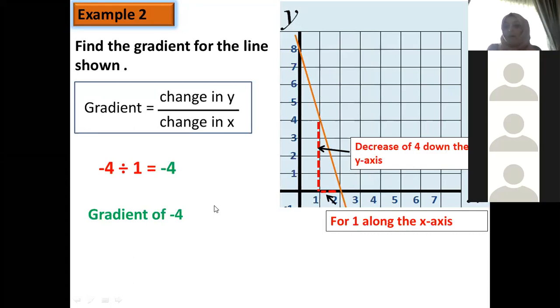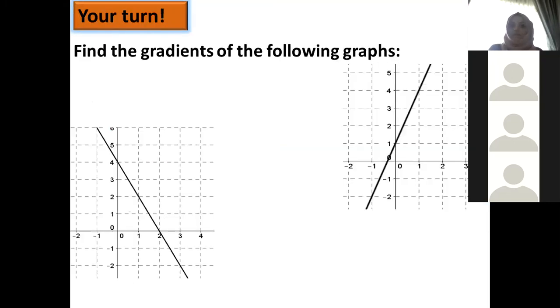It's very important to pay attention, even if in our calculations we didn't say negative 4. He told me 4 up and then divided by 1. But then notice that this is a decreasing line. So it should be what? It should be a negative gradient. Thank you very much, Akram. Excellent. Okay, let's go for further examples.